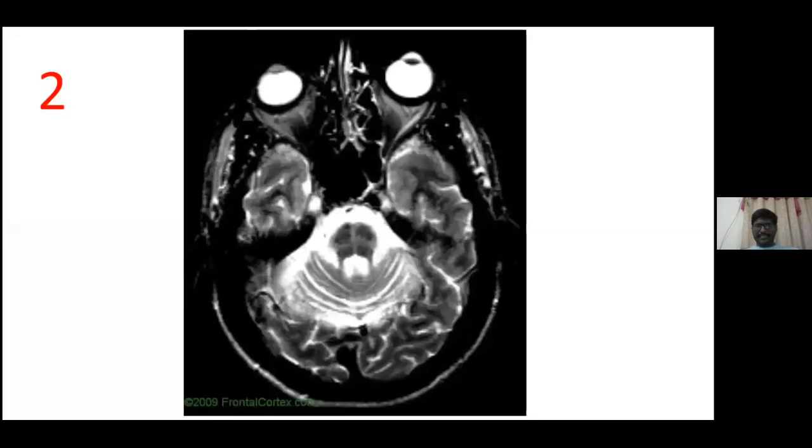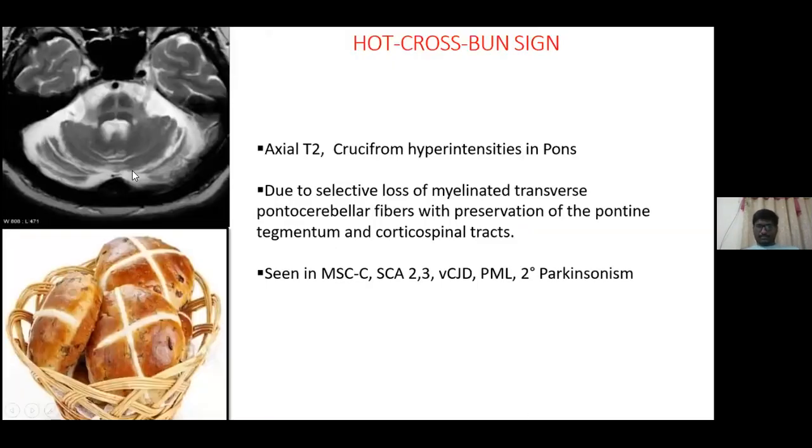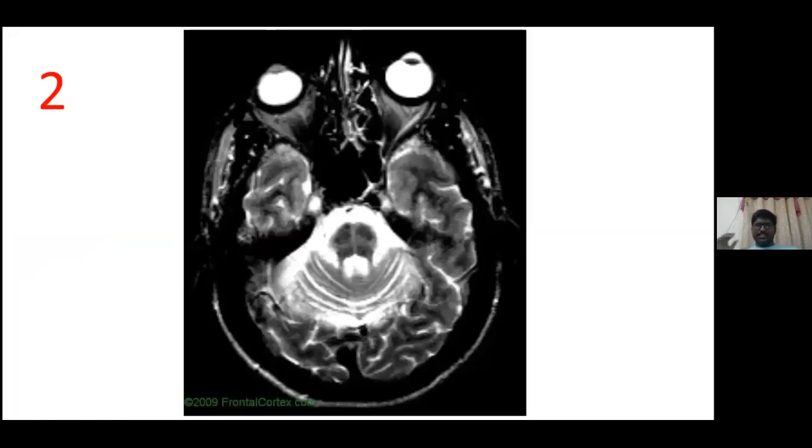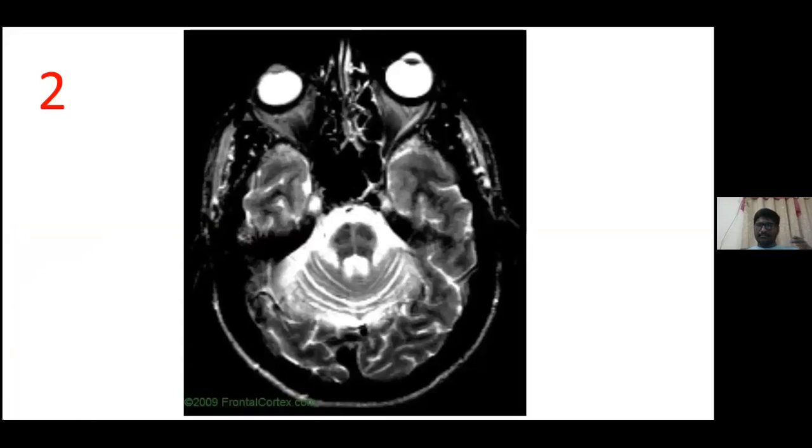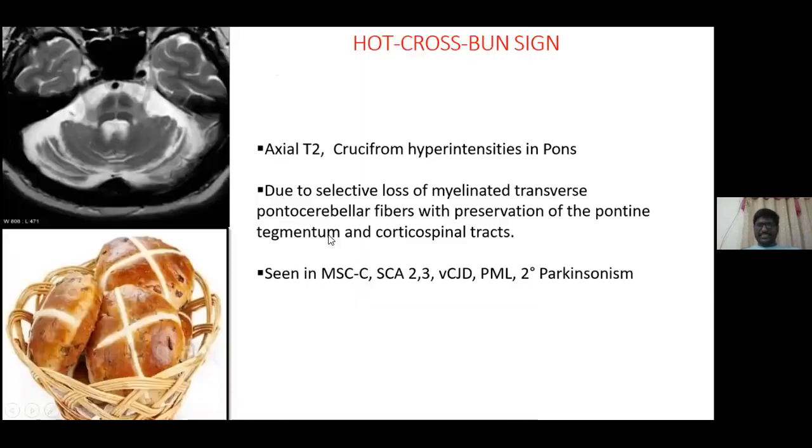Next, if you see again, this is the axial T2 section of the brain. Here if you see, the entire CSF is white. Again, this is a T2 sequence. Whenever you see the CSF white, that is classic of T2. If you see the pons here, you are able to see the hyperintense stripes within the pons. This is classic of multiple system atrophy. This is the hot cross bun sign. It is comparable to a hot cross bun.